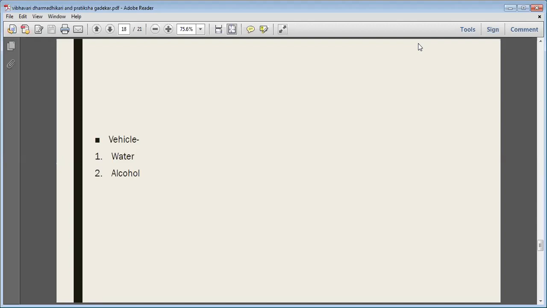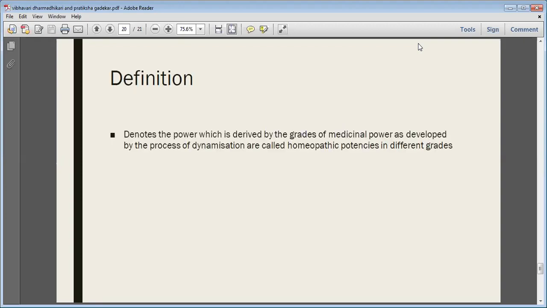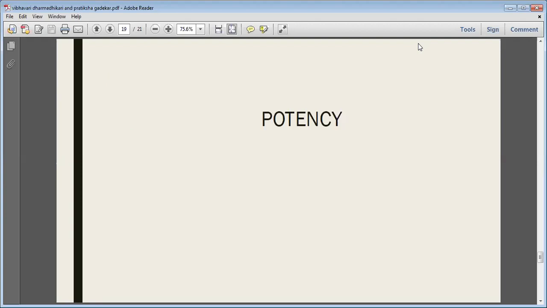The vehicles we are using here are preferably alcohol and water. Generally, alcohol is used in most of the cases. If you are preparing the medicine by the old method, then in classes 1, 2, 3, 4, and the 6th class in the old method, we are using alcohol. The substances taken for succussion are soluble in alcohol and in purified water.